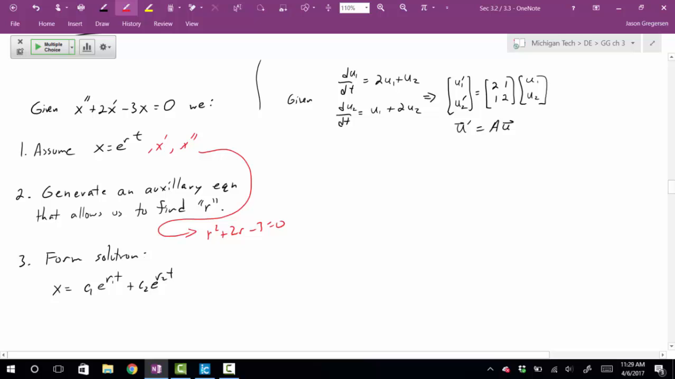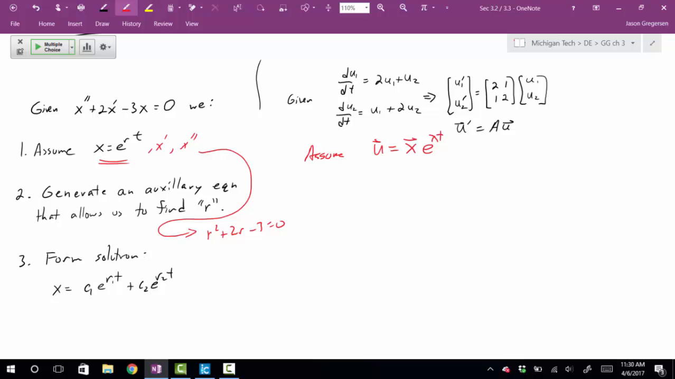And that allowed us to figure out the right r values to form our solution. Same thing with systems. I'm going to assume that my solution looks like some vector x times a constant e to the lambda t. Our guess even looks like our old guess, right? It's like an exponential, e to the lambda t, e to the rt. But I have a system here, so I'm going to throw a vector in front of it. But our guess pretty much looks the same.